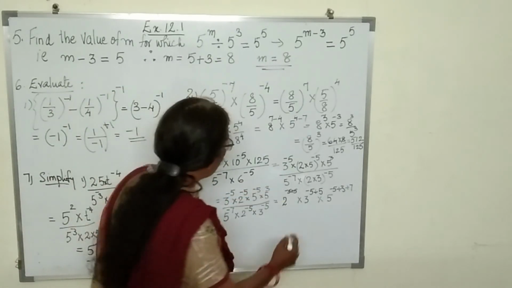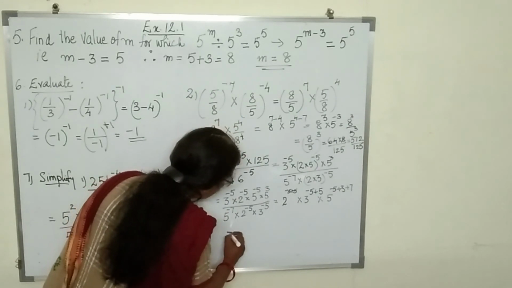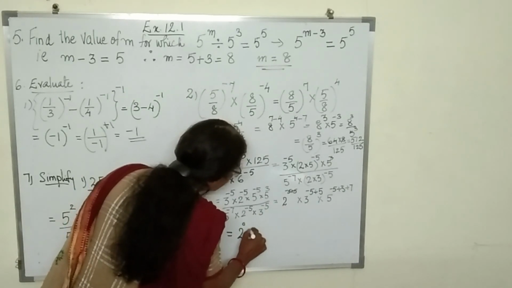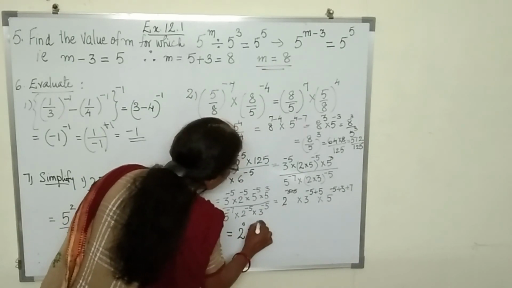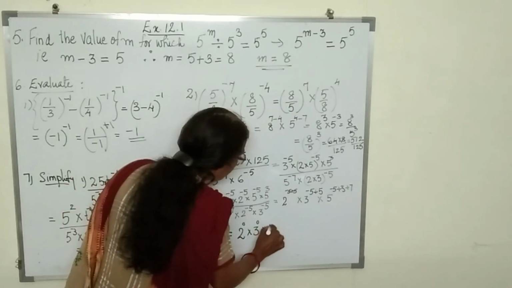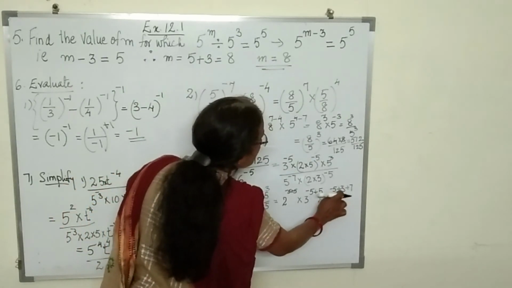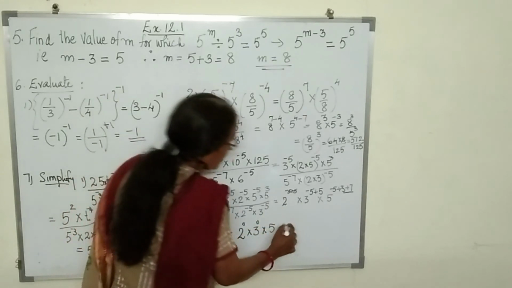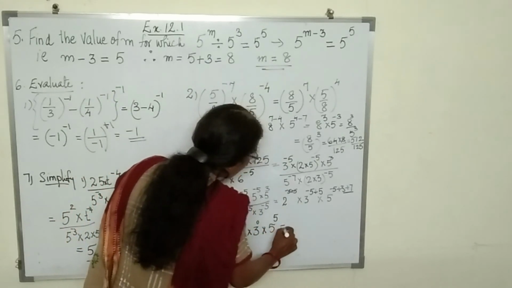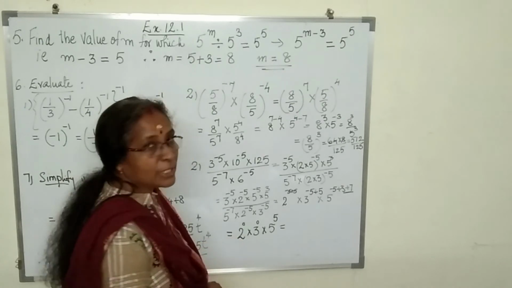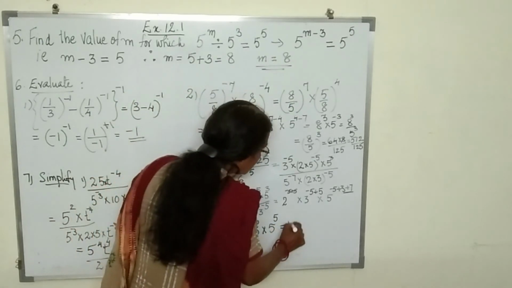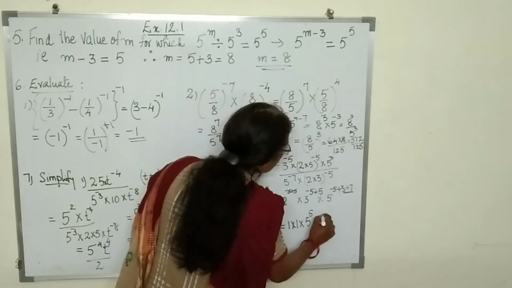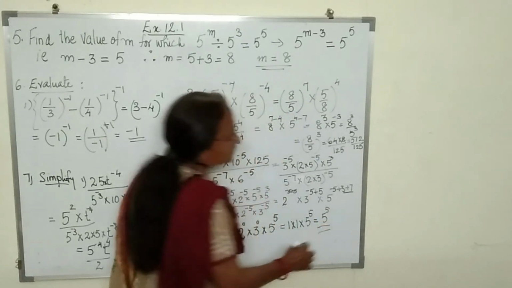Now let us operate it. What will you get here? 2 raised to minus 5 plus 5 is 0, into 3 raised to minus 5 plus 5 is 0, into 5 raised to minus 5 plus 3 plus 7. So when you add 7 plus 3, it is 10. 10 minus 5 is 5. We have already learned any number raised to 0 is 1. So it is 1 into 5^5, that is equal to 5^5.